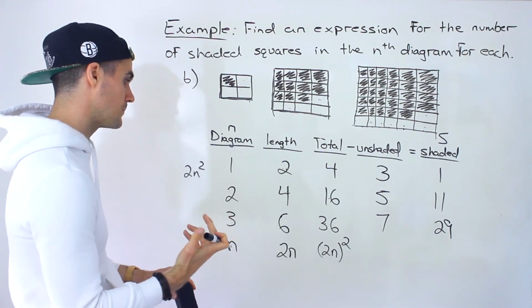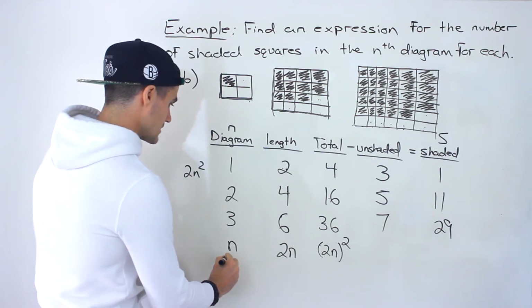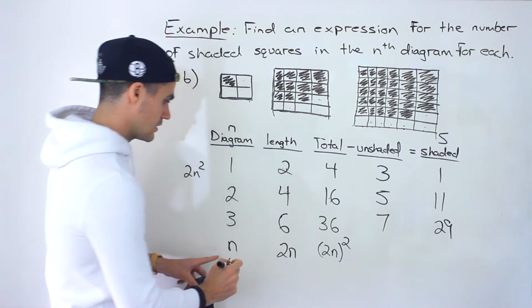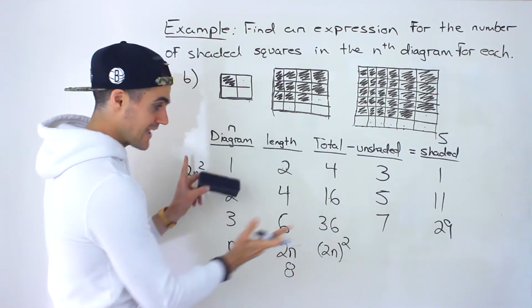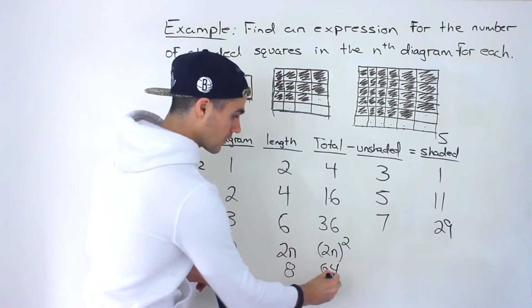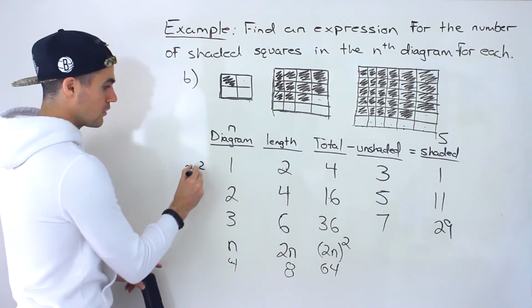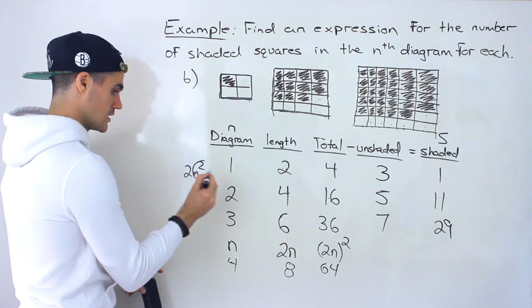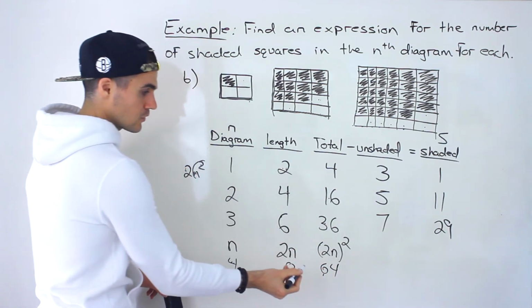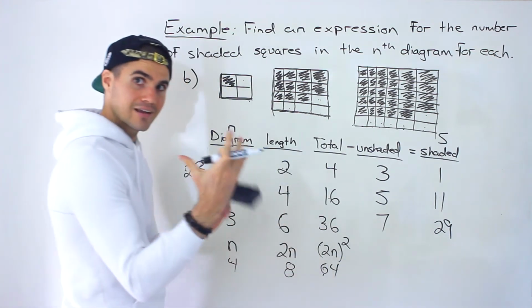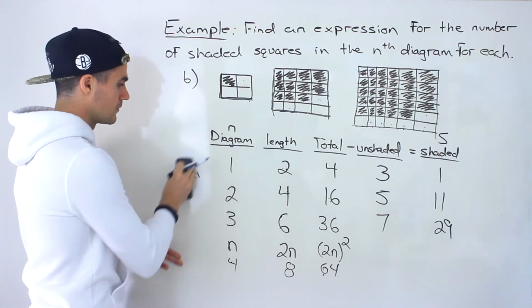So for example, again, let's deal with the fourth diagram. It's going to have a length of 8, so it's going to be 8 by 8, which would be 64, right? But if we plug in 4 over here, 4 to the power 2 would give us 16, times 2 would give us 32. It wouldn't give us that 64. So that 2n has to be in brackets. That's one of the tricks for this particular pattern.